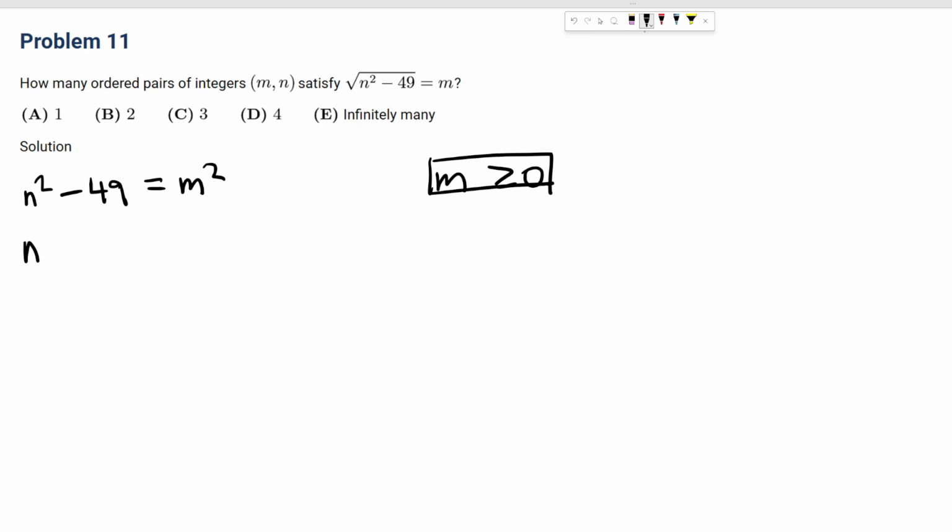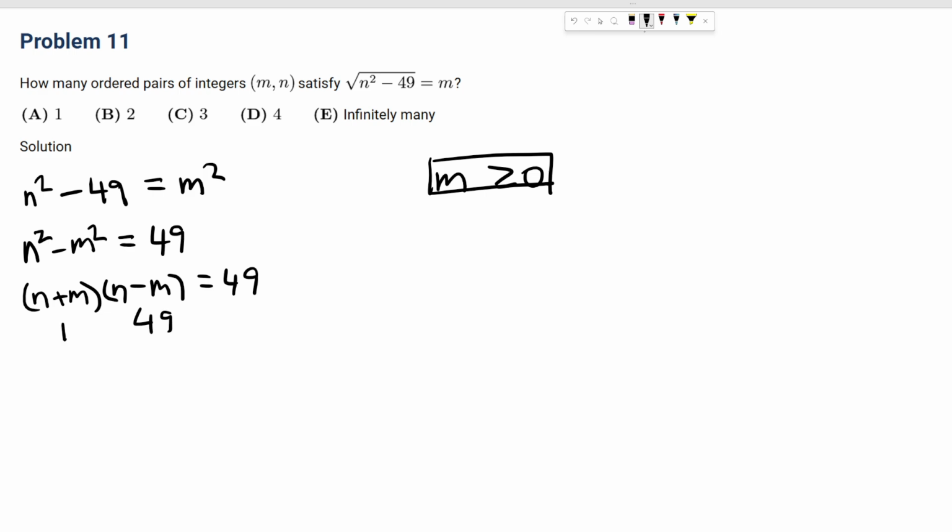Now let's just subtract. N squared minus m squared equals 49. Let's factor this because we know everything has to be an integer. Now we can factor this. This has to be either 1 and 49, 7 and 7, 49 and 1, or the negatives of all of those.